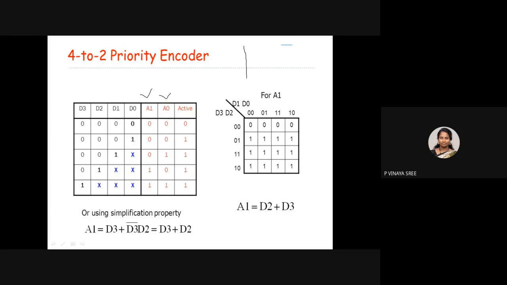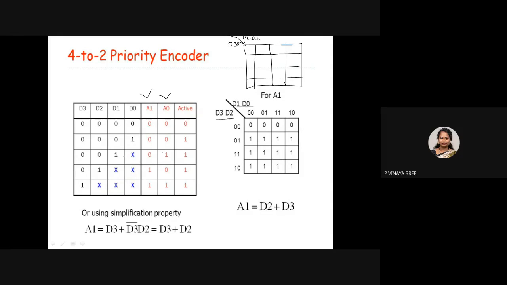For finding the A0, A1 expressions, how many variable K map do I need to select? That depends upon how many inputs we have. As we have 4 inputs, we need to select a 4 variable K map: D3, D2, D1, D0. Let me show it in this case with only D3, D2, D1, D0. Now concentrate, you must know.